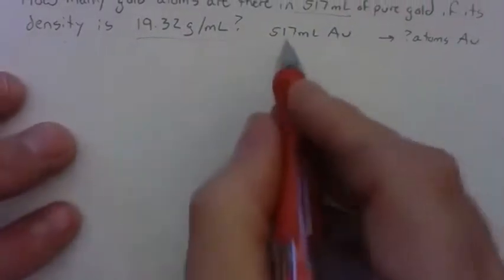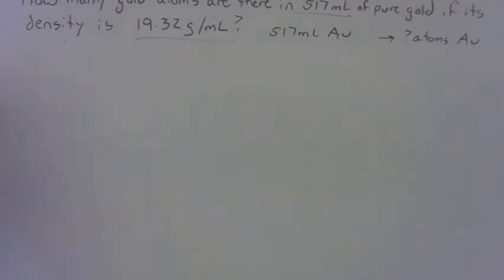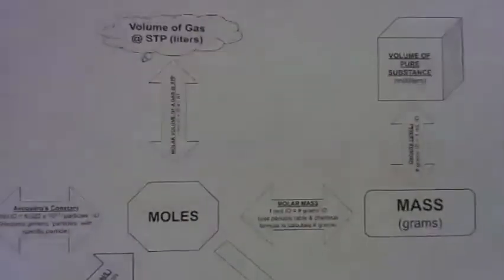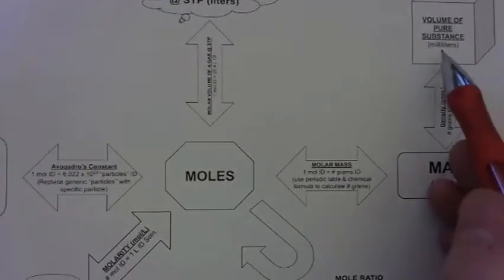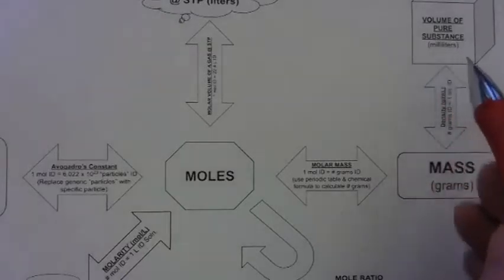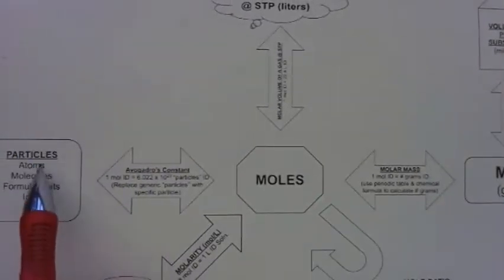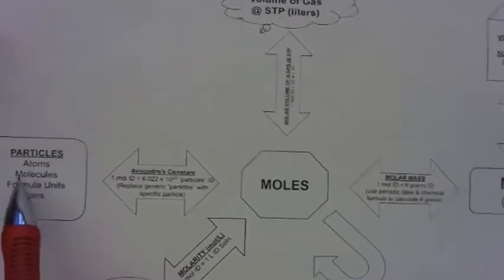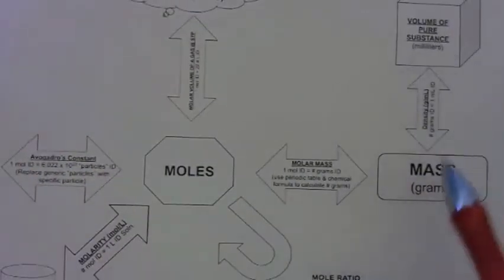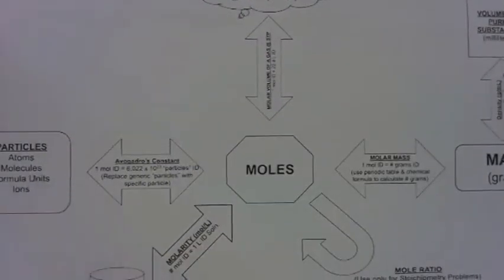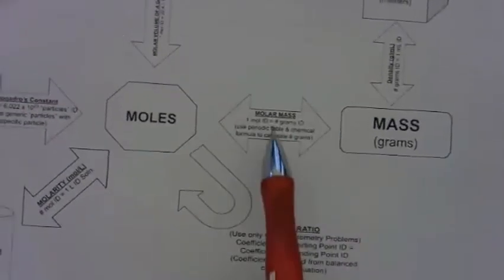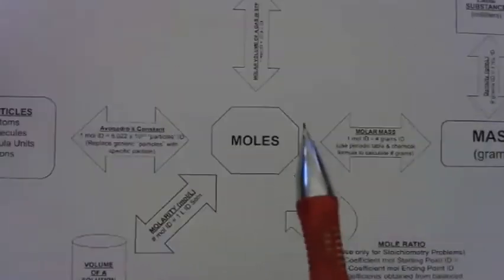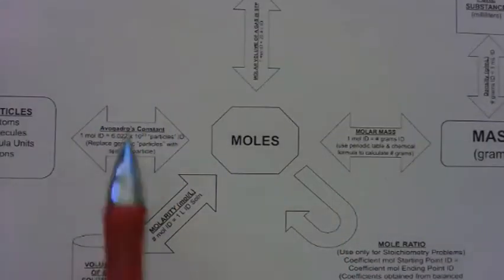Okay? Now, from there, we need to figure out what our equalities are. Again, looking back on the chart, my starting point is here in the volume of a pure substance in milliliters. The end point is over here on particles, because that's where atoms live. And it looks like we're going to be jumping once, twice, 3 times. So we need 3 equalities. We need the density, we need the molar mass of the substance, and finally we need Avogadro's constant.